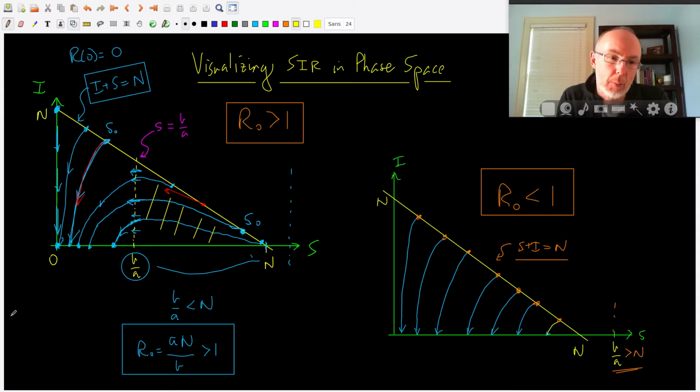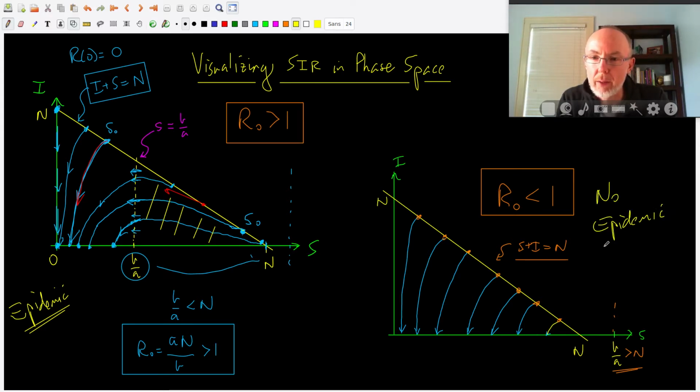This is an epidemic model. When R0 was bigger than 1, we had an epidemic, and the phase diagram looks like this. And when R0 is less than 1, we didn't have an epidemic, so everything just fades away. The number of infected people just goes monotonically to 0. You just start declining in the Y direction. So this is our basic SIR model.